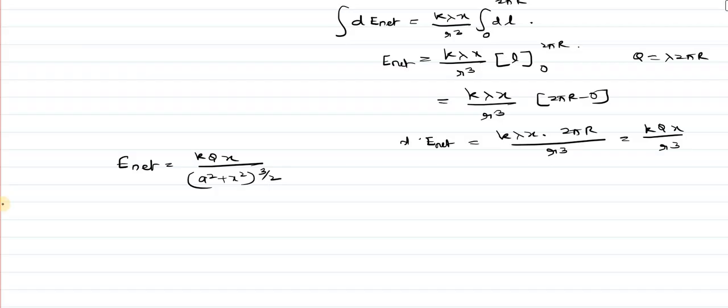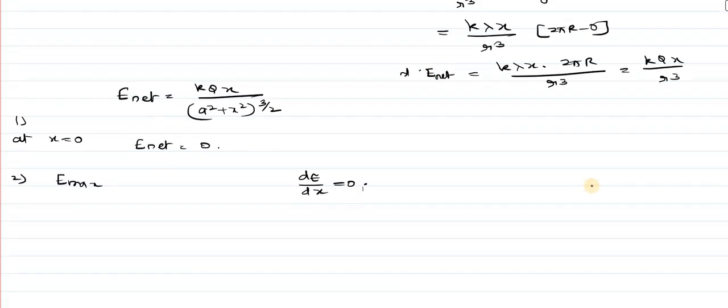Now, at x equal to 0, what is the value of E net? E net is 0, right? Second, the maximum value of E. Where will you get it? For that you have to do what? dE by dx has to be 0. Correct? So you need to find dE by dx. Just do that. So d by dx of KQX by (A square plus X square) to the power 3 by 2. This you need to differentiate.